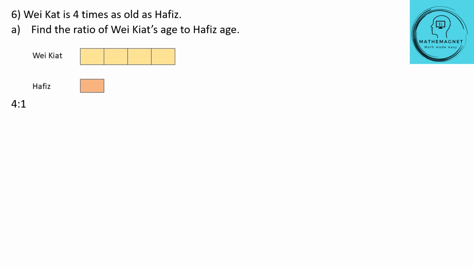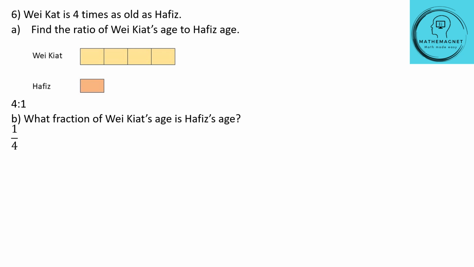Question B. What fraction of Weikat's age is Hafiz's age? So that will be 1 by 4. So Hafiz is 1 unit and Weikat's age is 4 units. So the ratio of Hafiz to Weikat will be 1 is to 4, and the fraction will be Hafiz's age is 1 by 4 of Weikat's age.